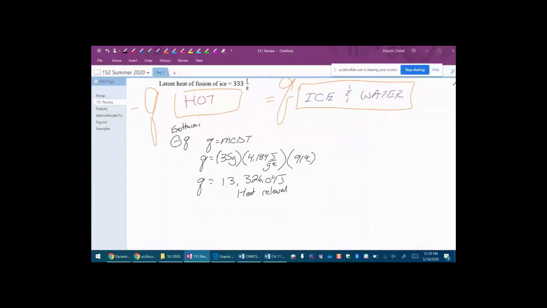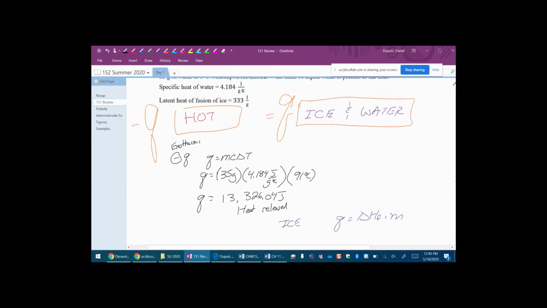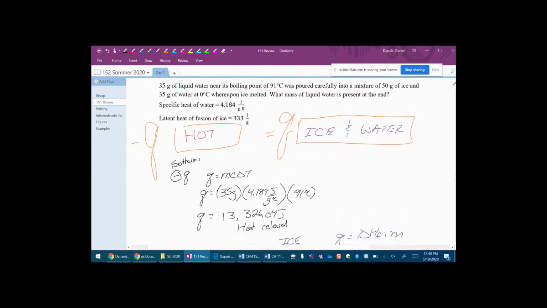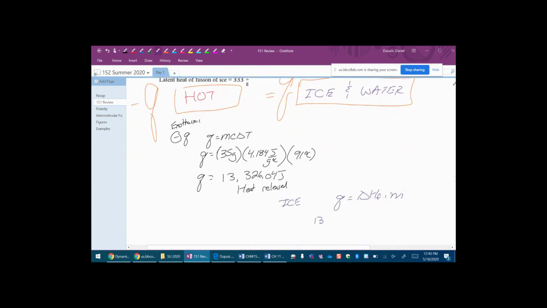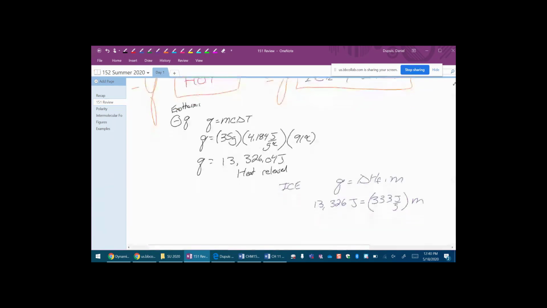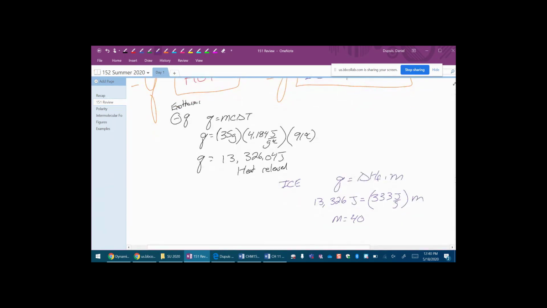So now let's look at the ice. Q equals delta HF times the mass, because that's a melting formula. And I have 50 grams of ice. So let's see. 13,326 joules equals 333 joules per gram, that's delta HF, times the mass that melts. Well, how much melts? 40 grams of ice melts. All right, so 40 grams melts.